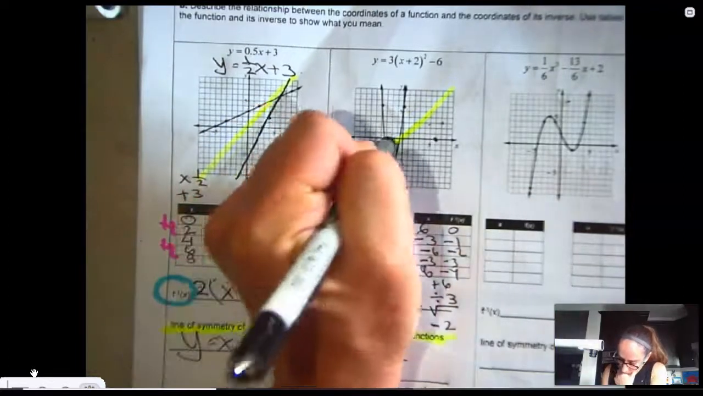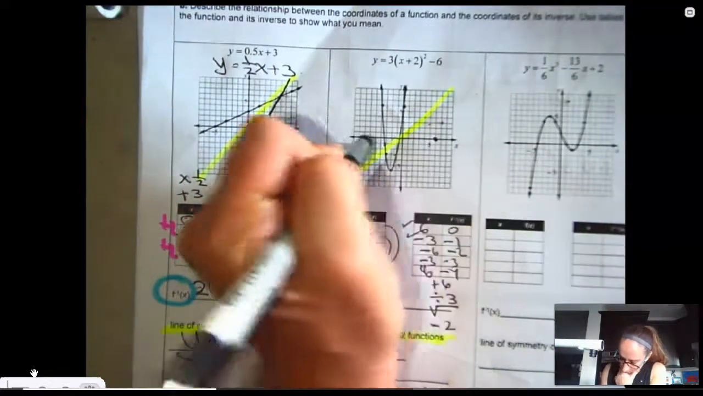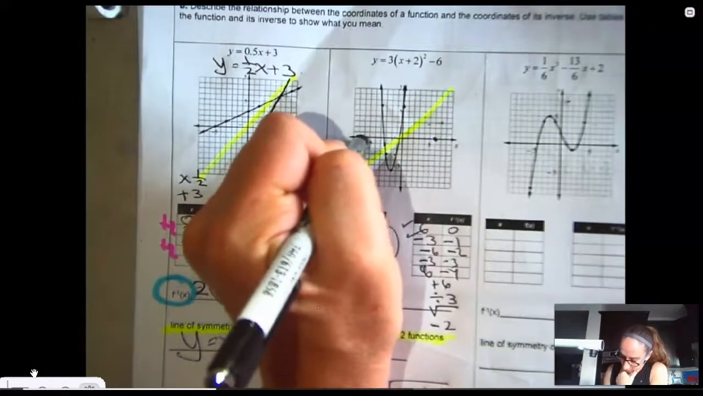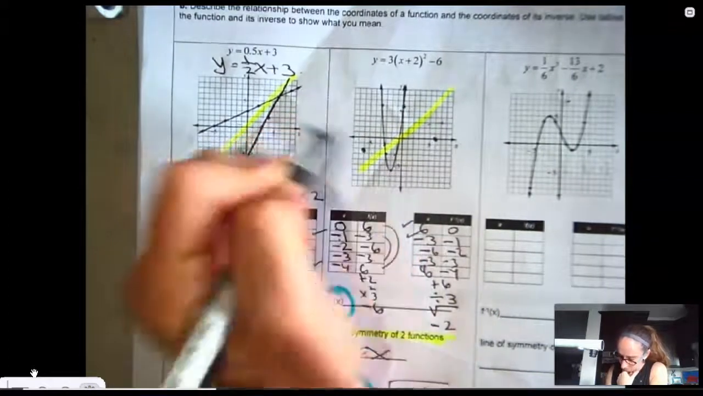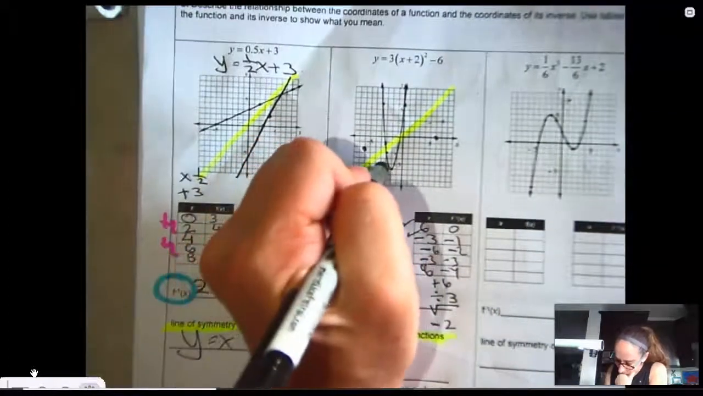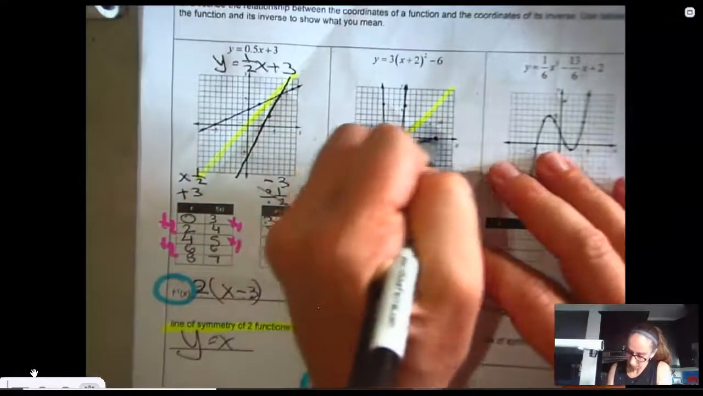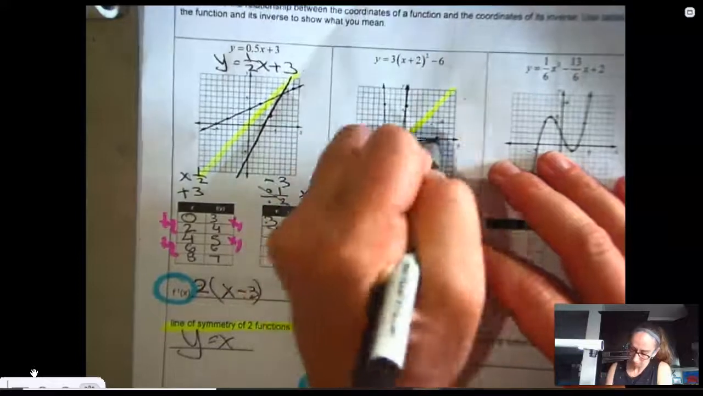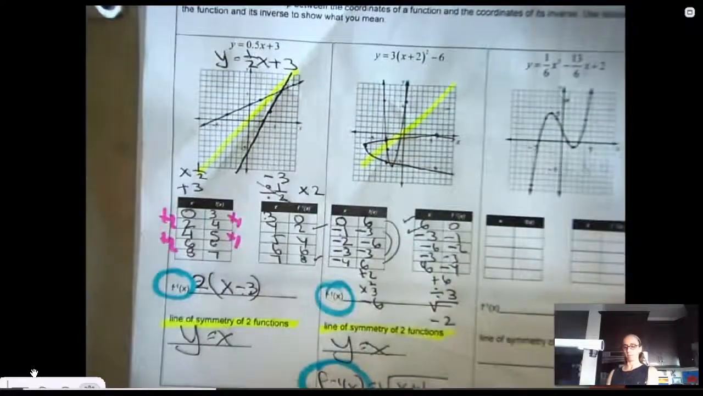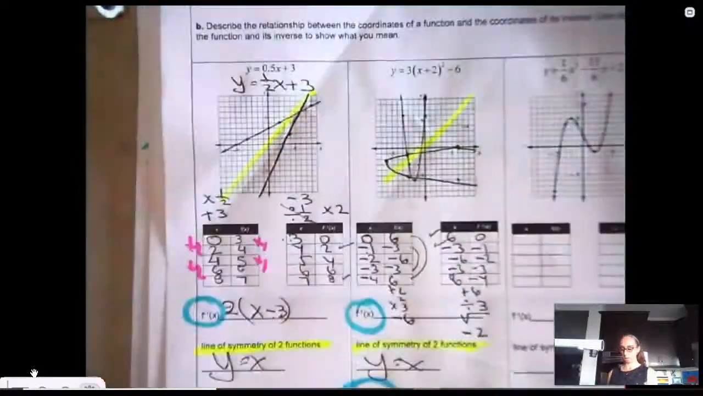-3, 1, 2, 3, -1, -6, -2. I'm having a hard time graphing right now. -3, -3, 6, -4. I think I'm off a little bit, but you get the idea. Look at that. So when I fold it, that ends up there and that ends up there.